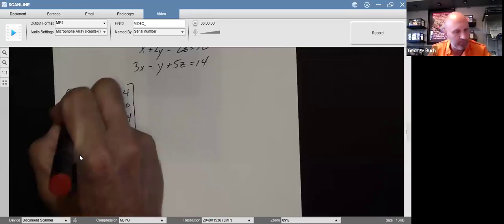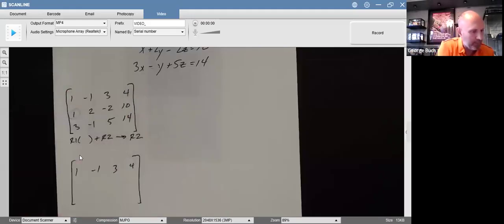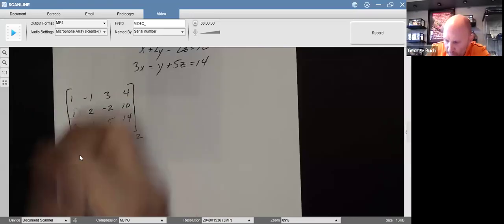Uh-oh, pen is dead. Let's see. Let's go with this one, the blue pen. I don't know if it'll show up as blue, but we'll try it.